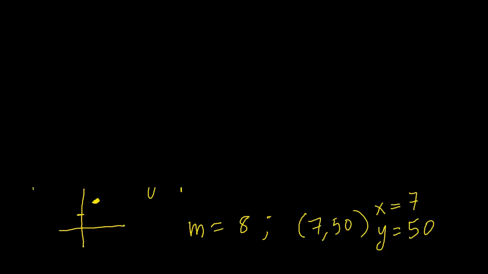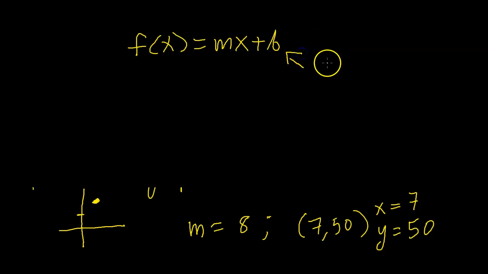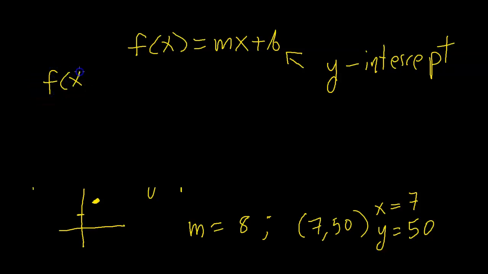Let's remind ourselves what equation we're dealing with. We're dealing with f of x equals mx plus b. We want to find the value of b because this is the y-intercept, the value of y where the function will pass through the y-axis. So we've got f of x equals mx plus b, so that equals 8x plus b.